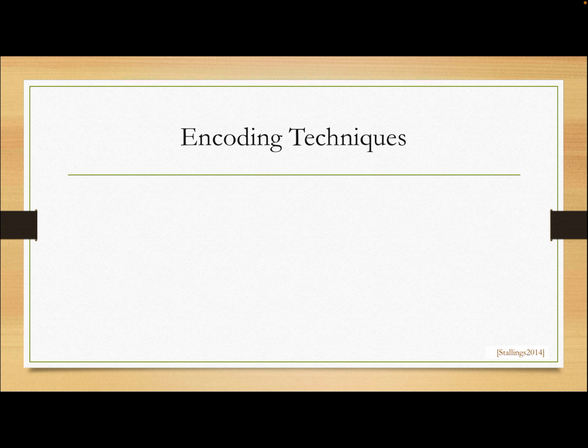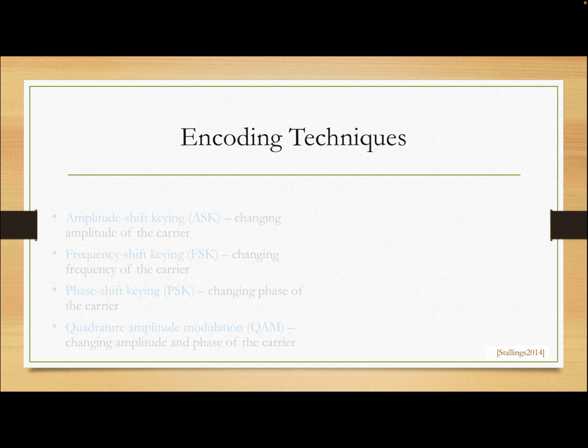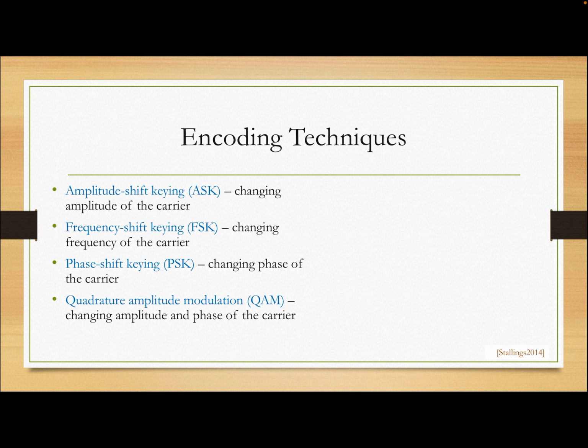Now let's look at the encoding techniques for digital modulation. There are basically 4 techniques. The first one is called ASK, or amplitude-shift keying. This one will change the amplitude of the carrier signal, so we put digital data into the amplitude of the carrier signal. For FSK, or frequency shift keying, we put the data into the frequency of the carrier. In phase shift keying, we put the data into the phase of the carrier, and in QAM, we put the digital data into the amplitude and the phase of the carrier.